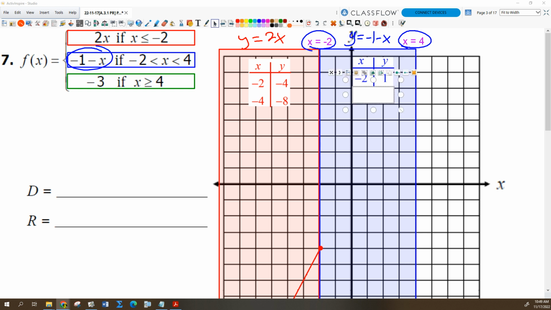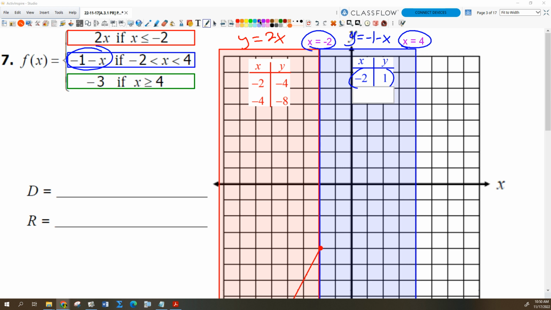Okay, so what if I plug in x equals -2? Well, just plug that into my function. -1 minus -2. Subtracting -2 is like adding 2, right? So -1 plus 2 is just 1, right? So I get the ordered pair -2, 1. Okay, that's where the ant leaves the red part and jumps onto the blue part.